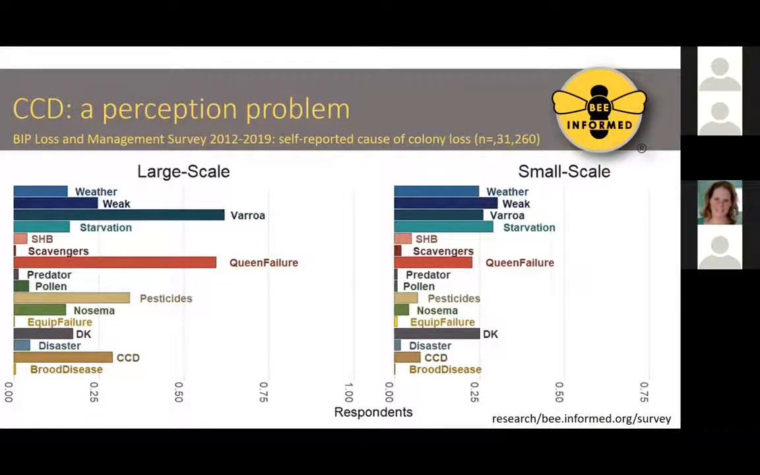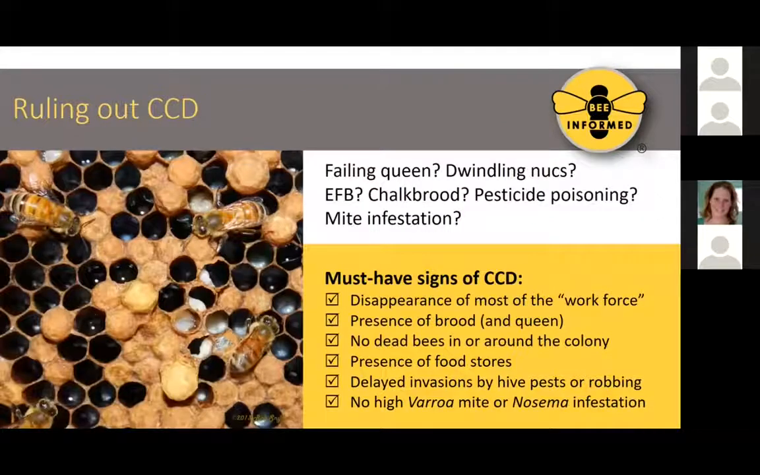But so we can see that it is a perception problem and probably a definition problem, and that's why people are still reporting it. So we know that colonies can be lost due to a lot of different factors, and a lot of things can go wrong in a colony, but it is important to try to identify the reasons a colony died, because that's how you can try to make sure that it doesn't happen in the future. That's how you can understand the issues and remedy them in the future.